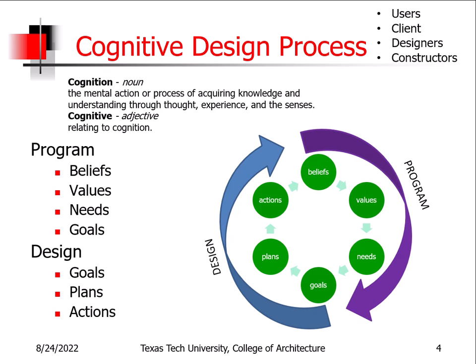And you'll see in our little diagram up here, we've got the program and design. And then there are 6 stages of cognition, of mental action, that take place in order to produce a design. Those 4 that are involved in programming are beliefs, values, needs, and goals. And then those that are actually involved in design are goals, plans, and actions.